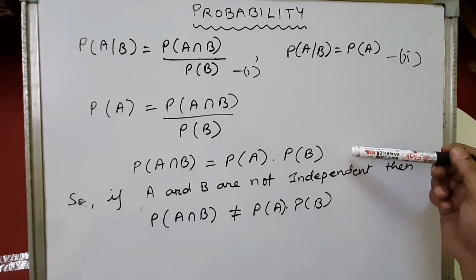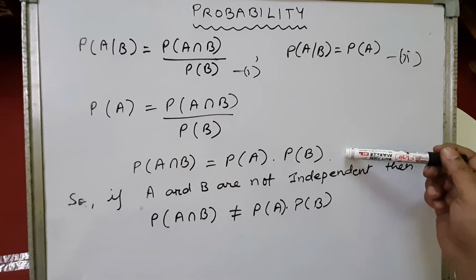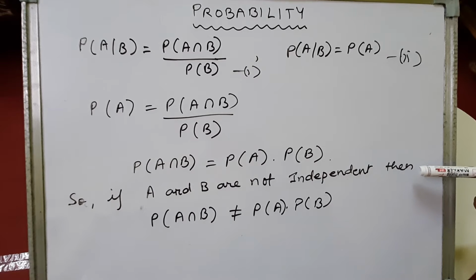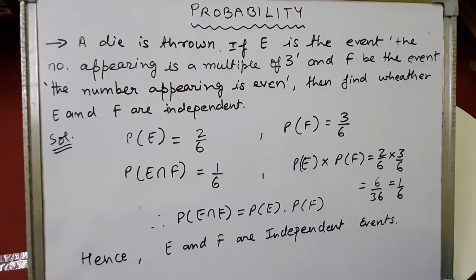So if A and B are independent events, then probability of A intersection B will be equal to probability of A into probability of B. If it is not happening, suppose probability of A into probability of B is not equal to probability of A intersection B, then we say that A and B are not independent events, or they are dependent events. Alright, please note down. Let's see a few sums, children.